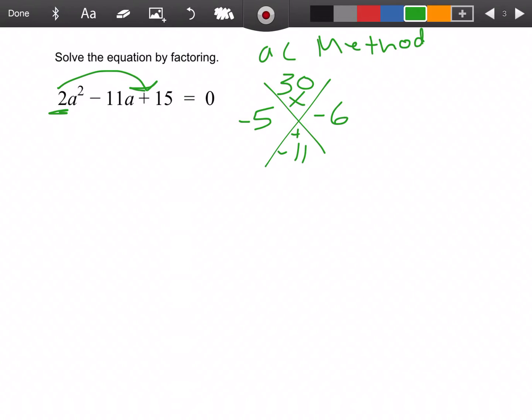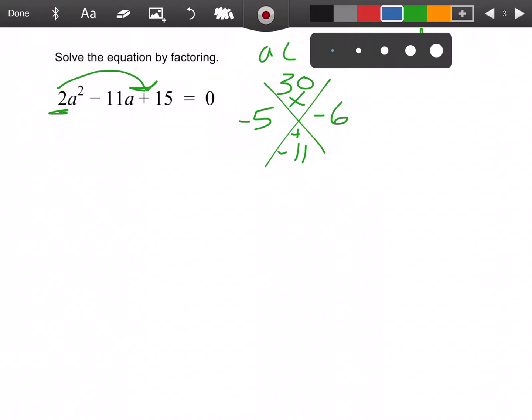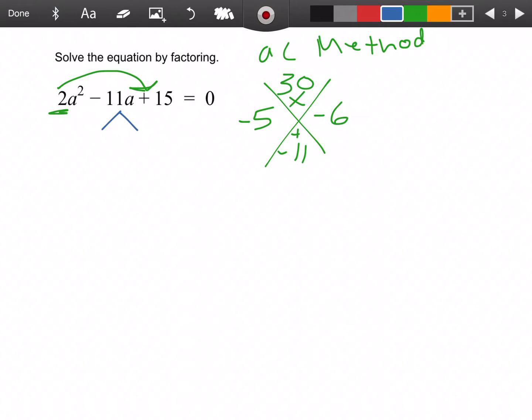And that would be negative 5 and negative 6. Now, unlike the last time, we have to do a little bit more work here. So we're going to split up this negative 11 with negative 5 and negative 6. So we'd say 2a squared minus 6a minus 5a plus 15 equals 0. Then we'd split them up like that.